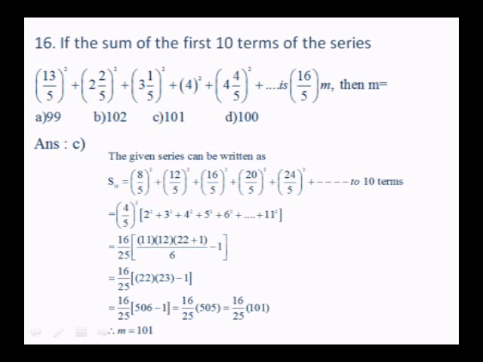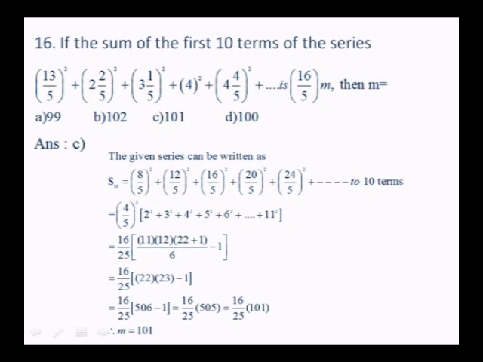So what I do is add 1 here and subtract 1 there. So it is 11 into 12 into 22 plus 1 by 6 minus 1. If I take 1 square plus 2 square plus 3 square etc. up to 11 square, minus 1, the first one is 11 into 12 into 22 plus 1 by 6 minus 1. If you simplify this, you get 16 by 25 into 506 minus 1, or 16 by 25 into 505.